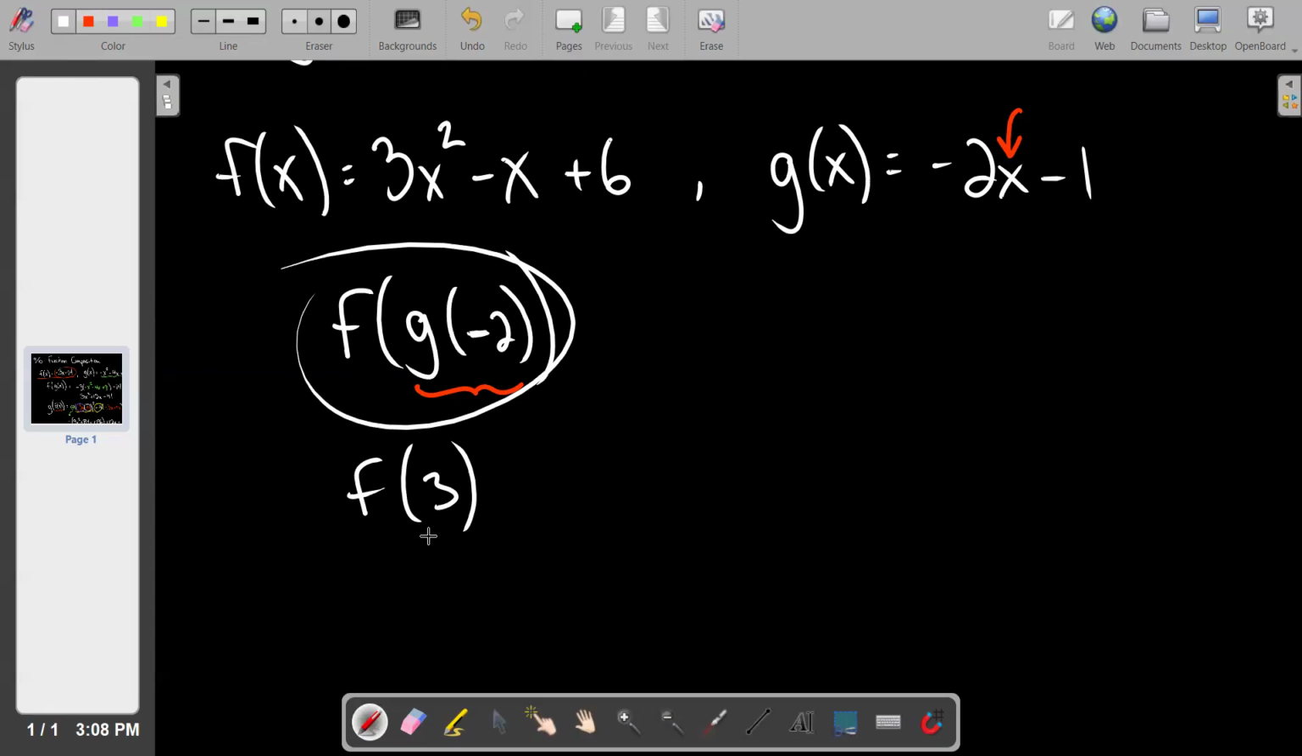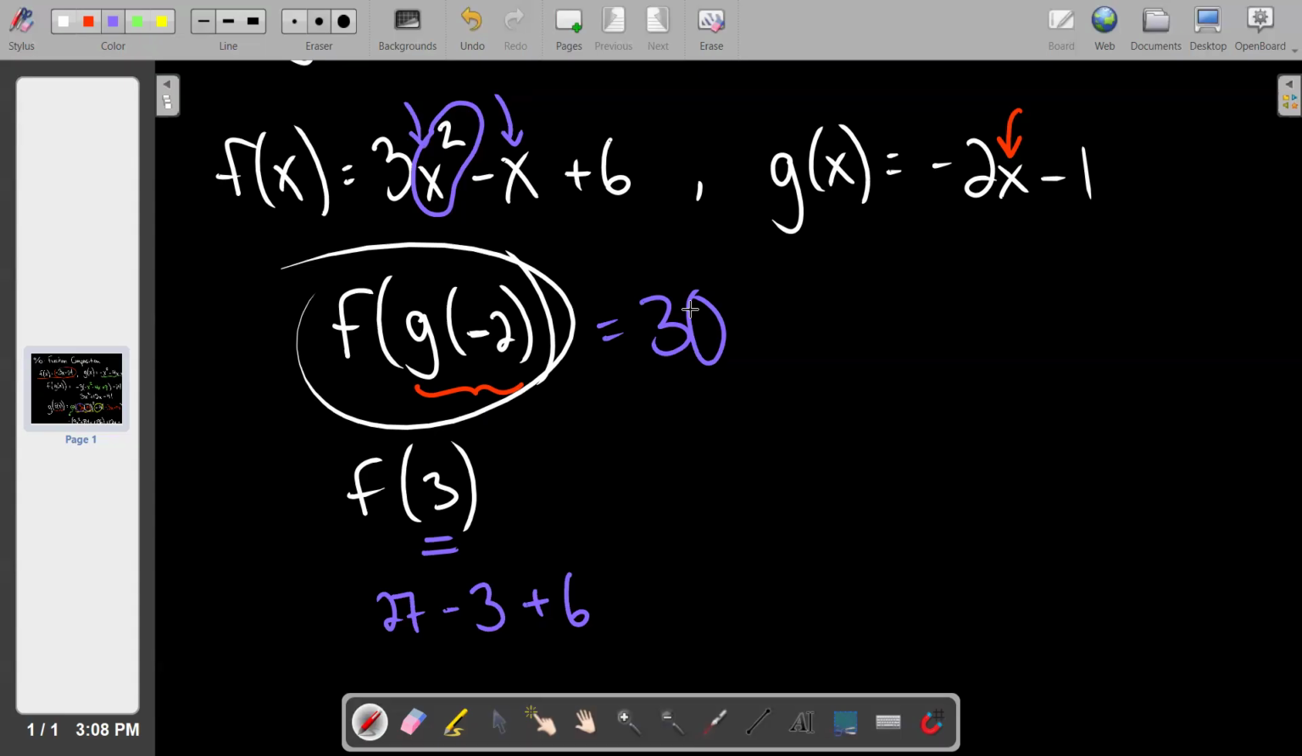To find f of 3, I'm going to recolor code this for you now. We're going to take the number 3 and we're going to put it where the purple arrows are. Good? So we're going to do the purple jelly bean first. What is 3 squared? 9. What's 3 times 9? 27 minus, and then this one, I don't need to do any math. It's just literally 27 minus 3. And what's 27 minus 3? 24. 24 plus 6. 30. So we say that f of g of negative 2 is equal to 30.